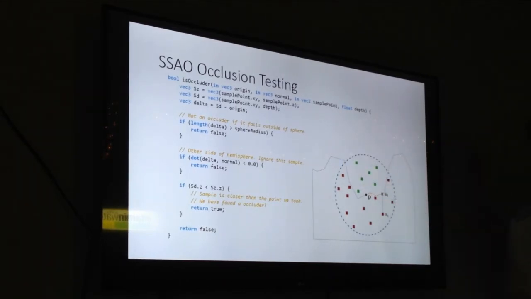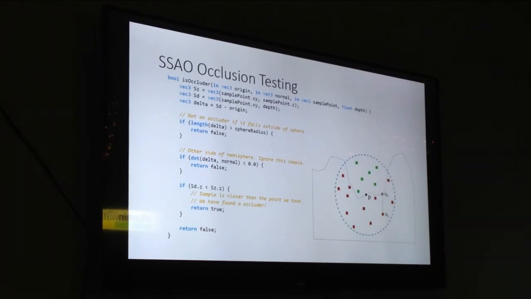The second check is checking the hemisphere. If something is close to me but it's behind me, it won't really block my ambient light coming to me. Ambient light's coming this way. If something is behind me, like here, I don't really care about it. It doesn't affect my lighting in any meaningful way, so we just ignore that sample. So now we're down to samples in the circle and in the right hemisphere.